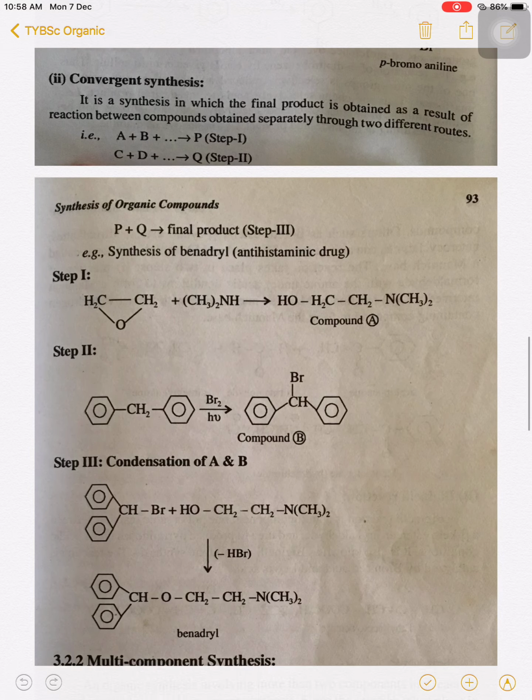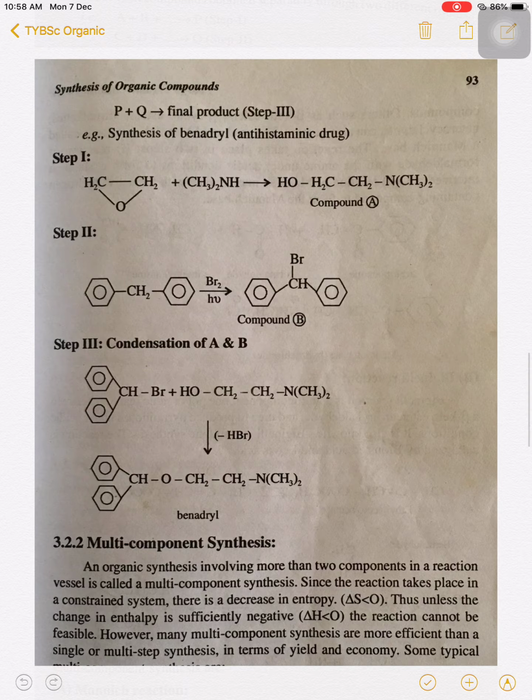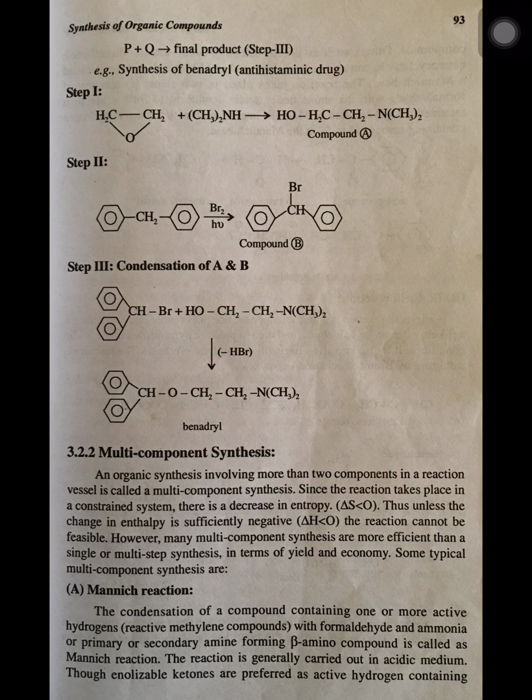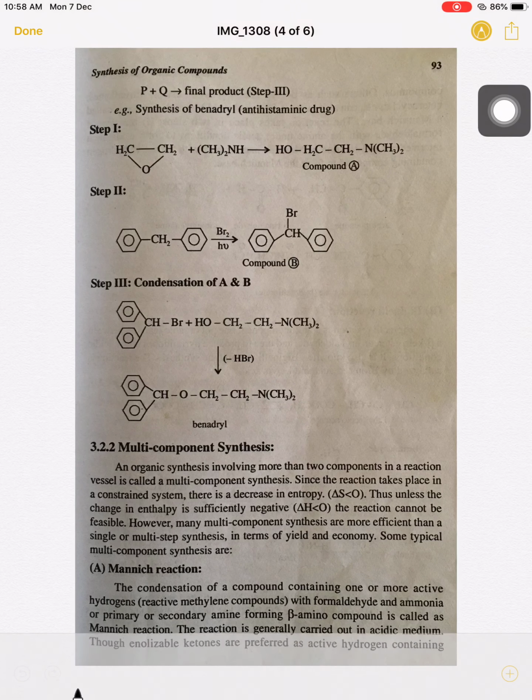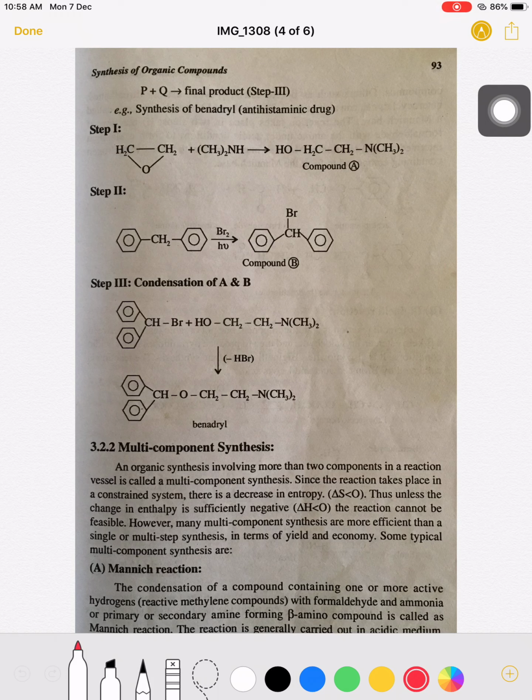2 different routes. So see this example, synthesis of Benadryl. This is an antihistamine drug. This Benadryl is synthesized by convergent synthesis. Now see the first step here. I will explain. In the exam there is no mechanism.